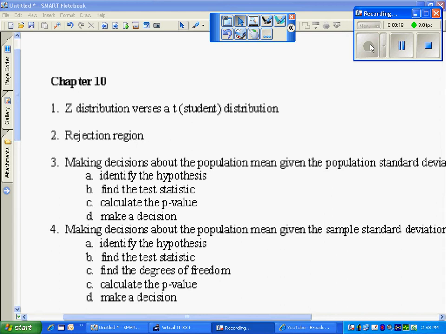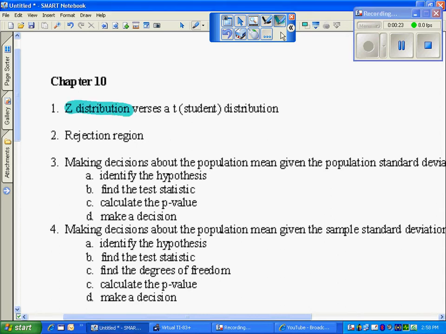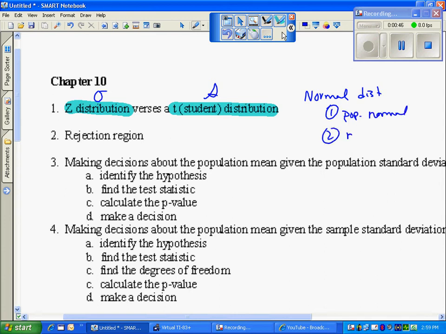Now the two tests that we're going to use, and they are not the only two tests, but the two that we're going to be able to use are the z-distribution, when the standard deviation of the population is known, or the t-distribution, when I know the standard deviation of the sample. In order to use these, we have to have a normal distribution. It can come from two things: either my population has a normal distribution or my sample size n is greater than or equal to 30.